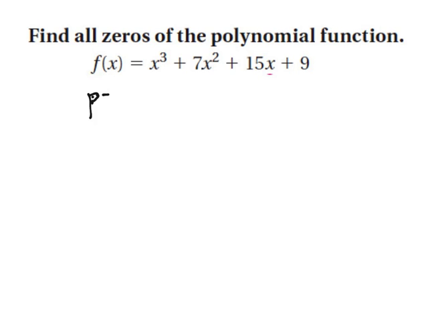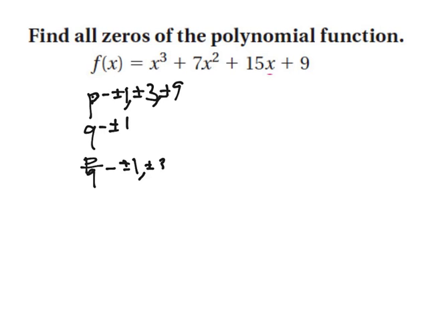Plus or minus 1, plus or minus 3, plus or minus 9. Q is plus or minus 1. P over Q is going to be plus or minus 1, plus or minus 3, plus or minus 9.